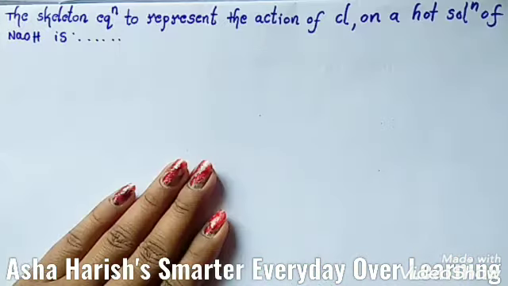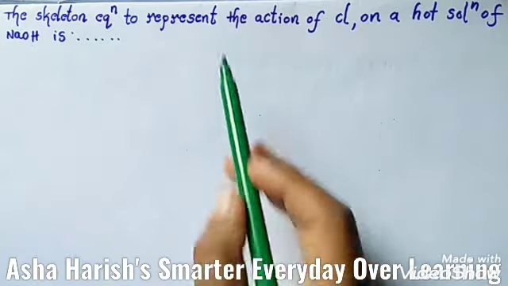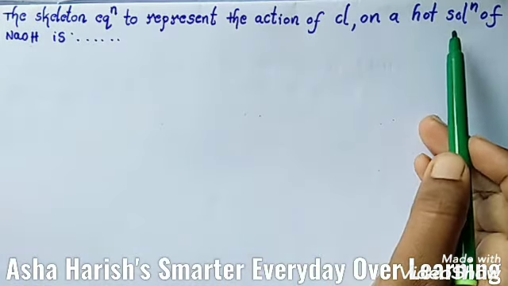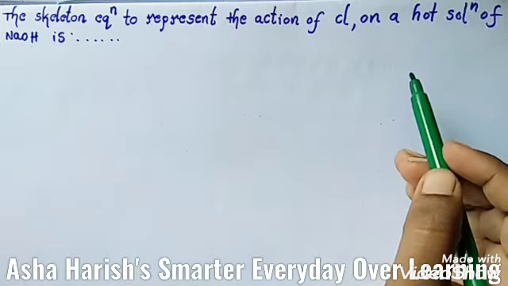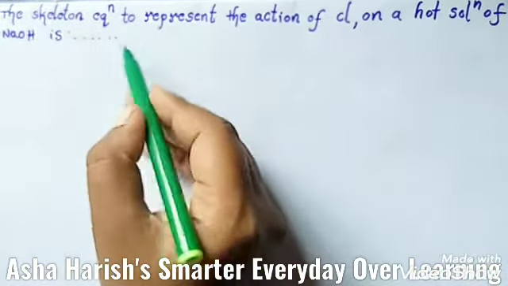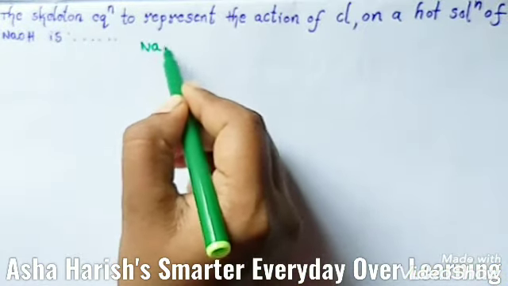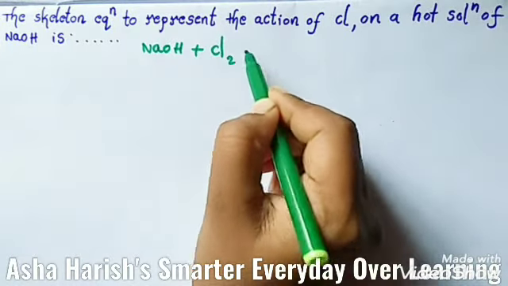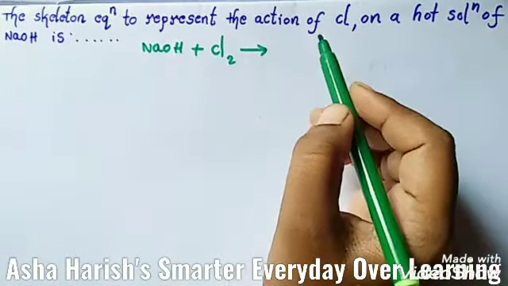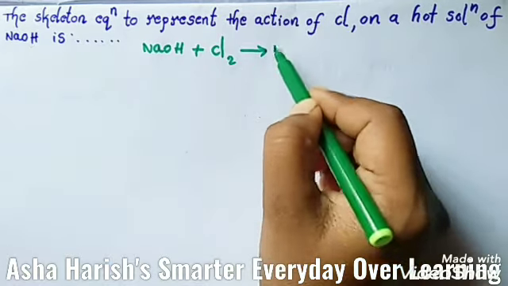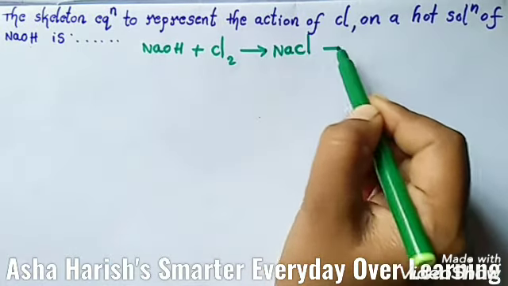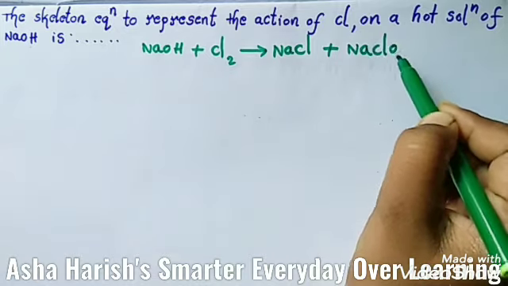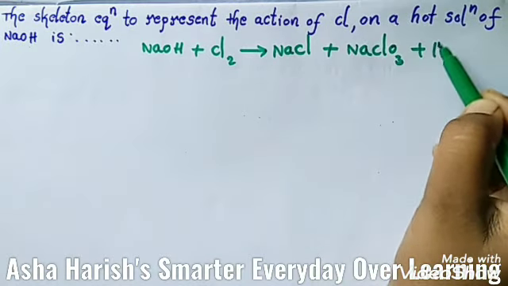Example number 1. The skeleton equation to represent the action of chlorine on a hot solution of sodium hydroxide is, let's write the chemical equation for this. NaOH is the sodium hydroxide plus chlorine, the molecular formula Cl2. And students, what are the products here? NaCl, right, and NaClO3 plus H2O.